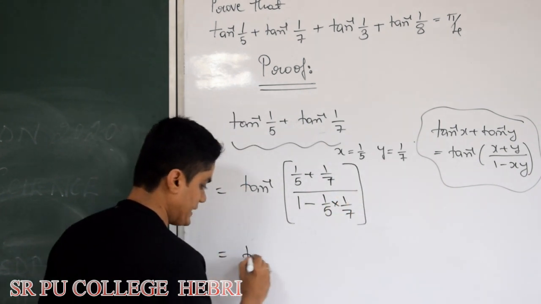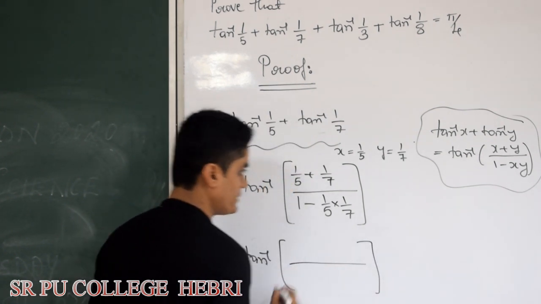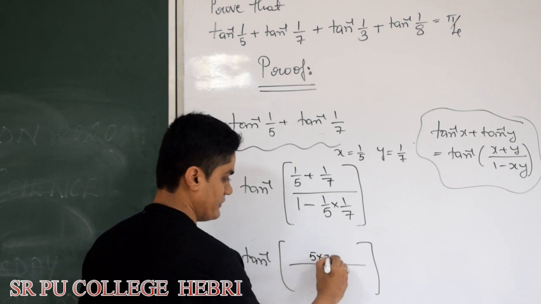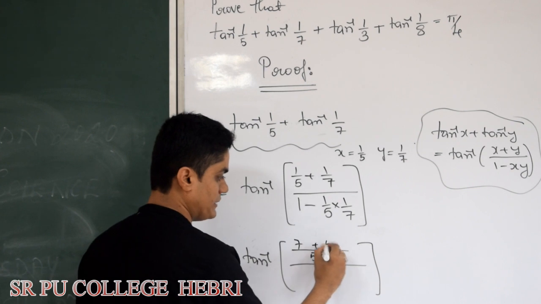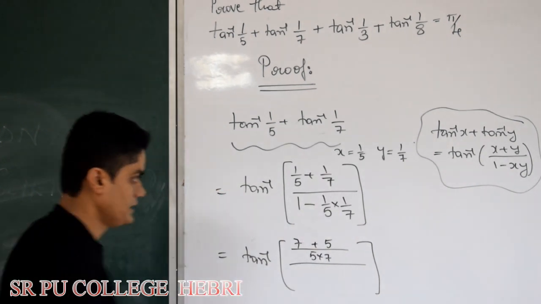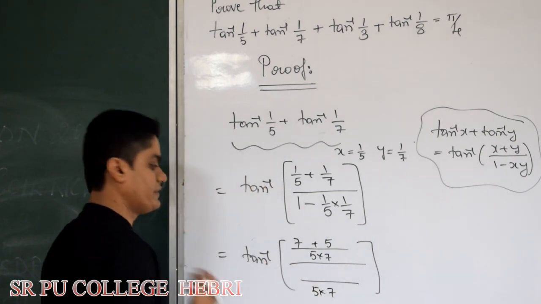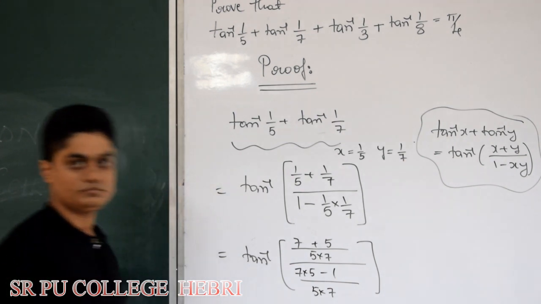I hope you know how to take LCM. This is the important part here. How to take LCM? What is the numerator, denominator? 5 into 7. 7 will be multiplied here, 5 will be multiplied to this term. So again in the denominator the LCM is 7 into 5, 7 into 5 minus 1, right?